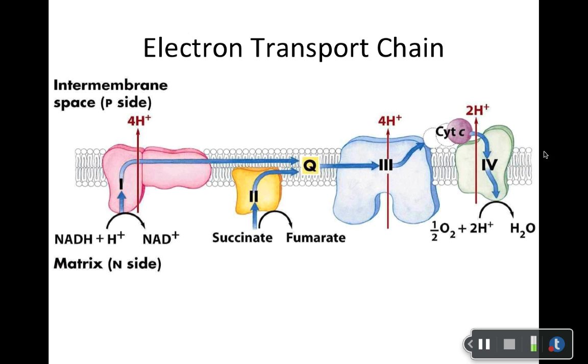As the electrons pass through complex 4, the energy that's released from their moving through the complex is used to pump 2 hydrogen ions across the membrane. The electrons are finally passed to oxygen, which combines with some hydrogen ions to form water.